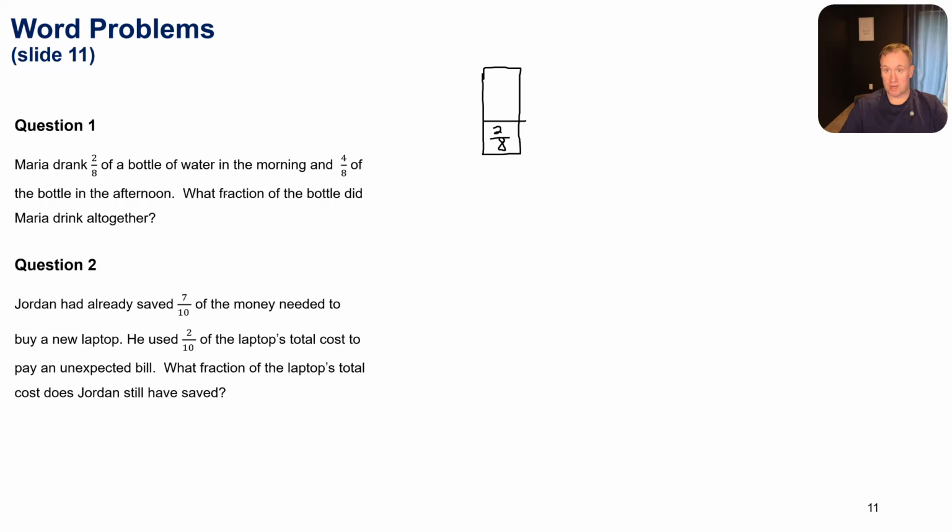So she drank another 4/8 here. What fraction of the bottle did she drink all together? So basically this means that this is the 4/8 part. All together means you're totaling it or summing it, which is addition. So in reality, what you're doing is 2/8 plus 4/8. That key word is all together. This means to add.